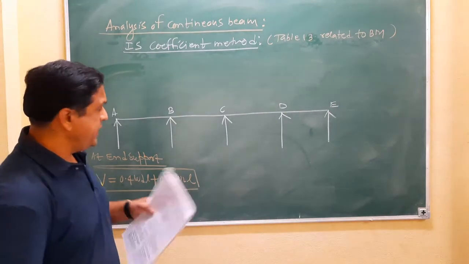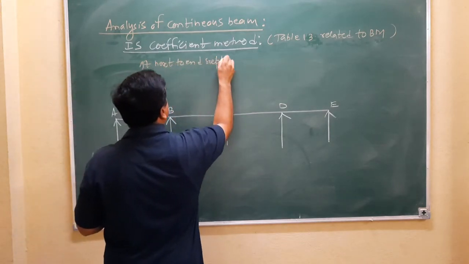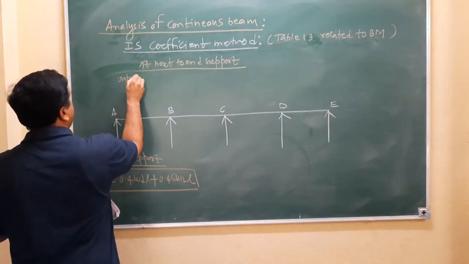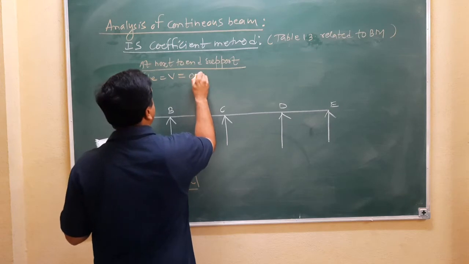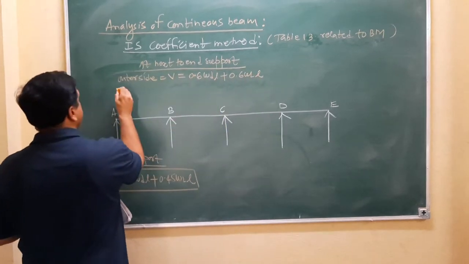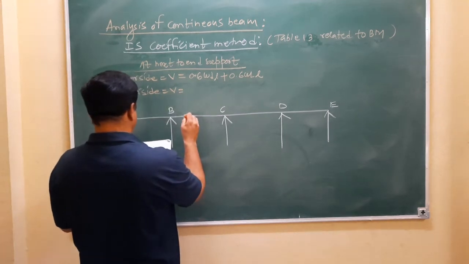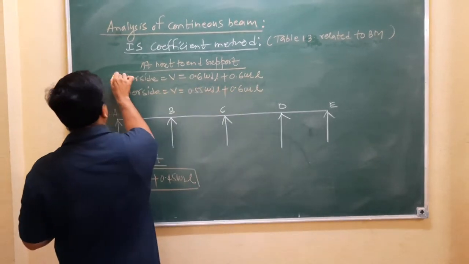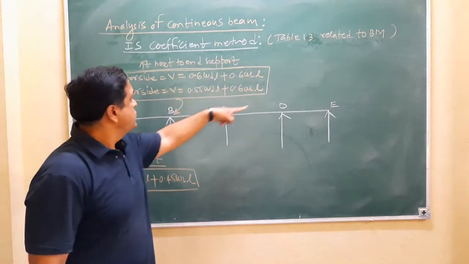Then at next to end support, what you have to do? At next to end support, outer side coefficients are different. That is, outer side coefficients are 0.6 W dead into L plus again 0.6 W live into L. Then inner side coefficient is different. That is 0.55 W dead into L plus 0.6 W live into L. So using these two criteria, you have to find out the shear force at next to end support.